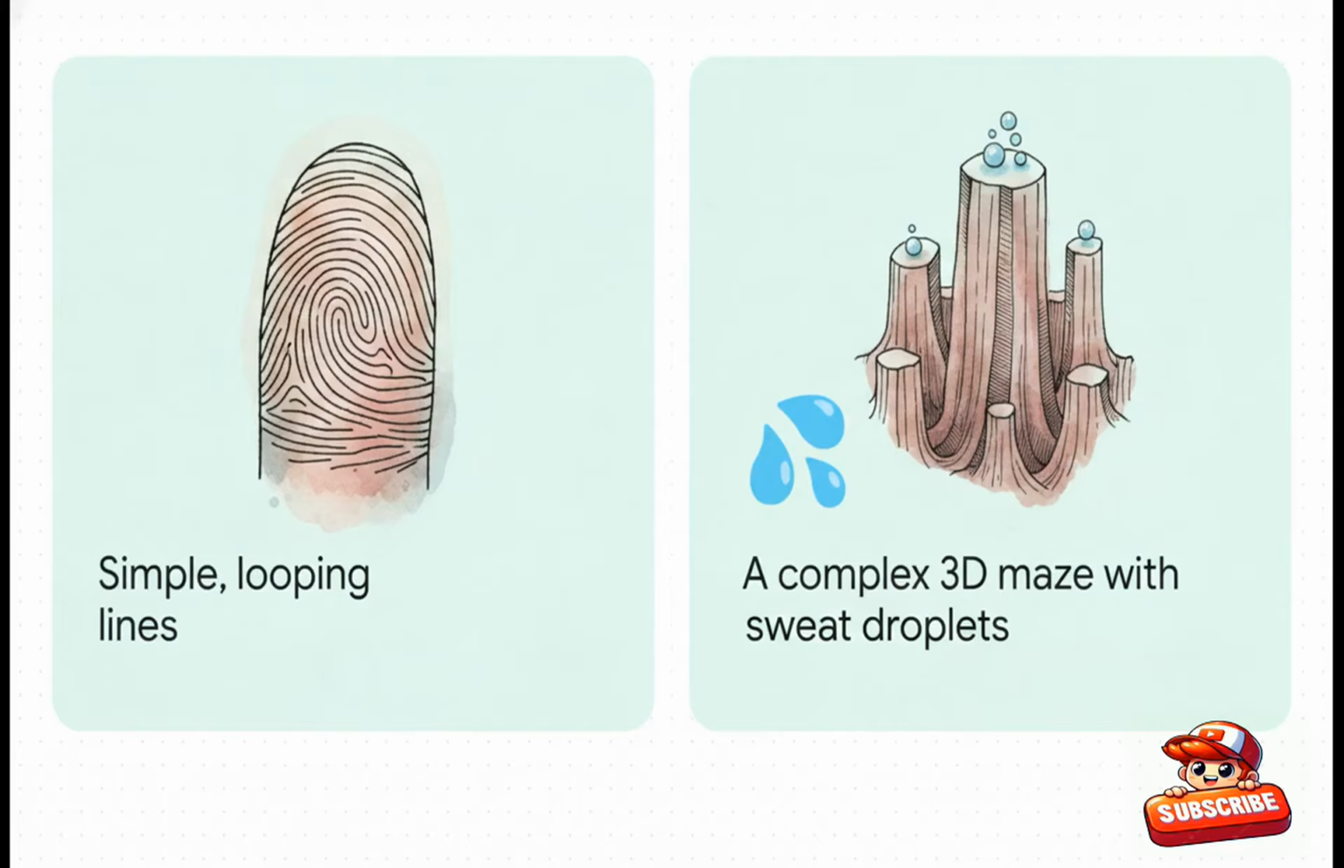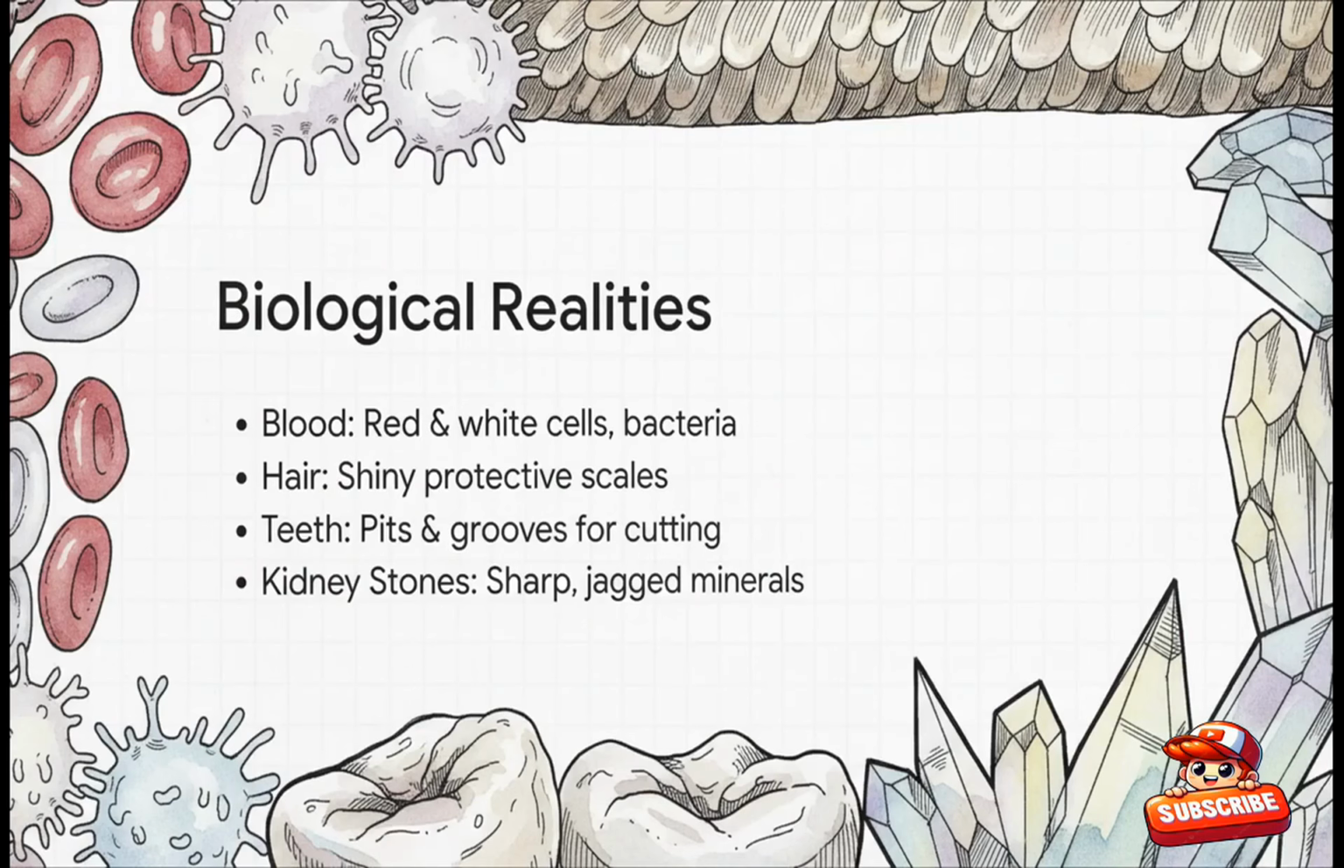The normal view just looks like simple looping ink-like lines. But the microscope view shows the real story. It's an incredibly complex 3D maze of tall ridges and deep valleys. And if you zoom in even closer, you can actually see tiny individual sweat droplets gathering right along the peaks of those ridges. Let's summarize a few more astounding biological realities.